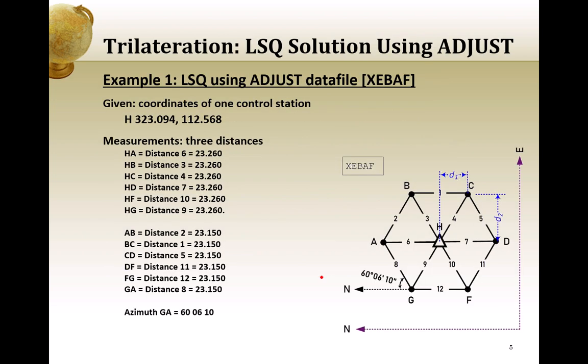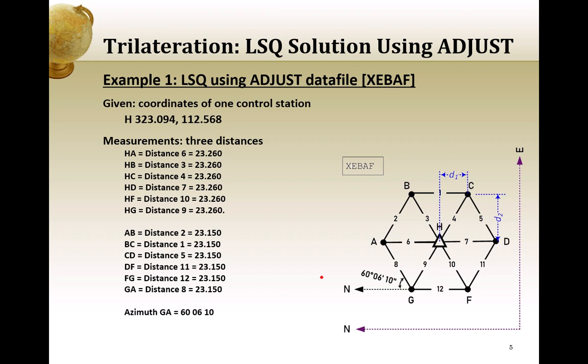The best way to demonstrate the solution using least squares is through an example. The input for the adjustment software, which we will be using to solve these networks, has a format in a text file, and we will feed it to the program and we get the result.